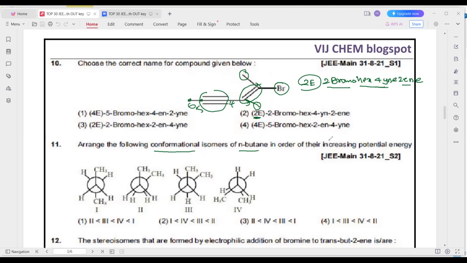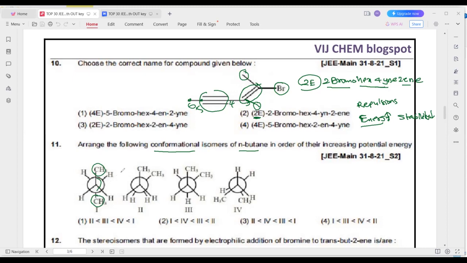Okay. So next, coming to the next question: arrange the following conformational isomers of n-butane in the order of their increasing potential energy. So you should know that energy more, stability less. All related topics also I am revising. More energy, less stability, and energy will be more when repulsions are more. Repulsive energies only will be considered as energy.